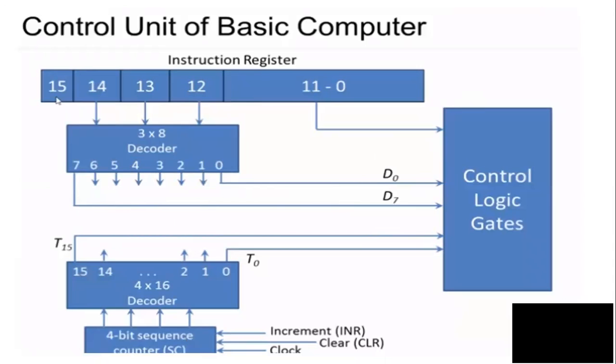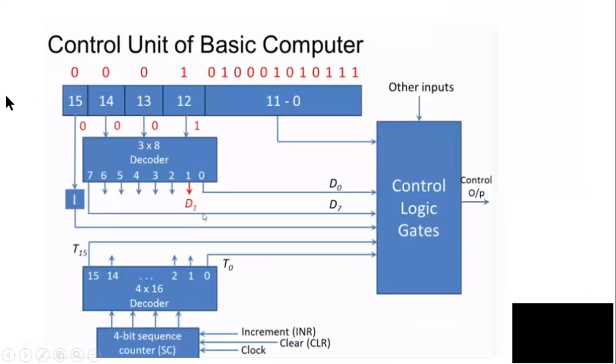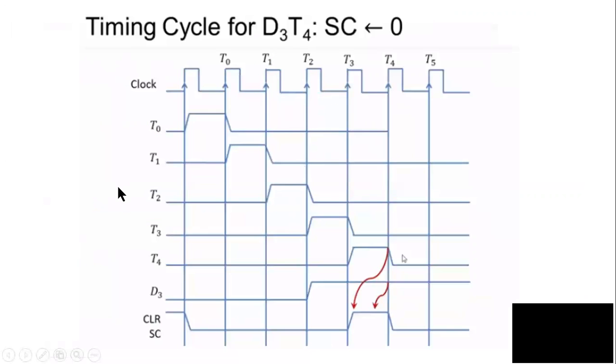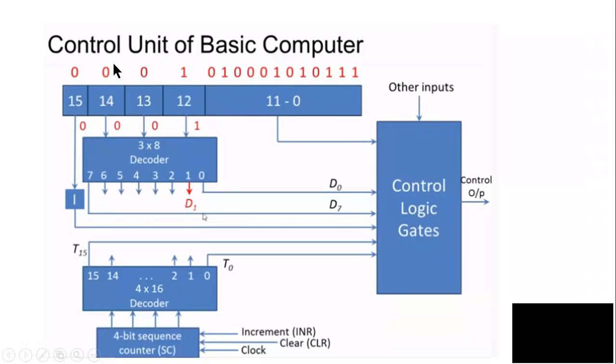Now there are certain other inputs also given to the control logic gates, which we are not concerned with at this moment. And the output we are getting is the control output. So based on this organization we will be getting some output. So this is the control unit of a basic computer. Now let's see one demo.